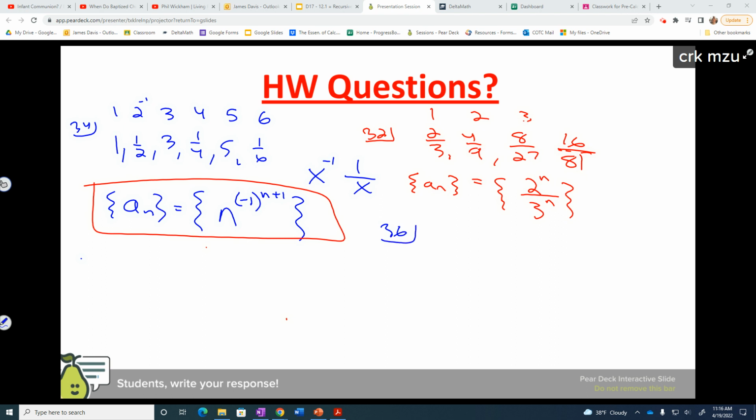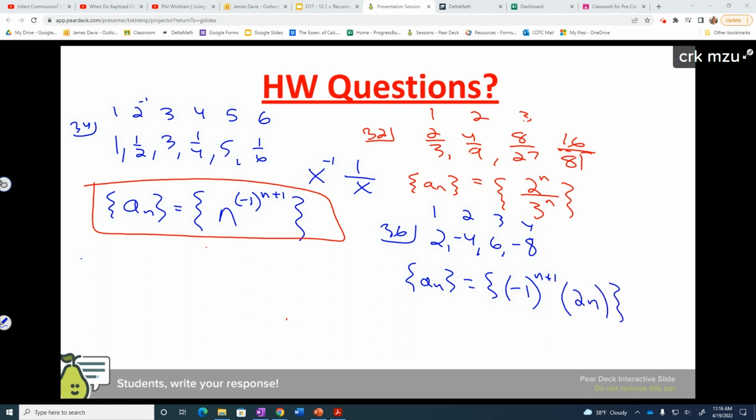All right, 36. This last one we had 2, -4, 6, -8. So what's happening here is alternating signs, definitely. So that's going to be -1. The first one is positive, right? So we can do an n-1 or an n+1, either or. -1 to the n plus 1 will make it alternate. And then each one is just, if this is our first term, second, third, fourth, just being multiplied by 2, right? 2 times 1 is 2, 2 times 2 is 4, 3 times 2 is 6. So it's just 2n times -1 to the n plus 1.